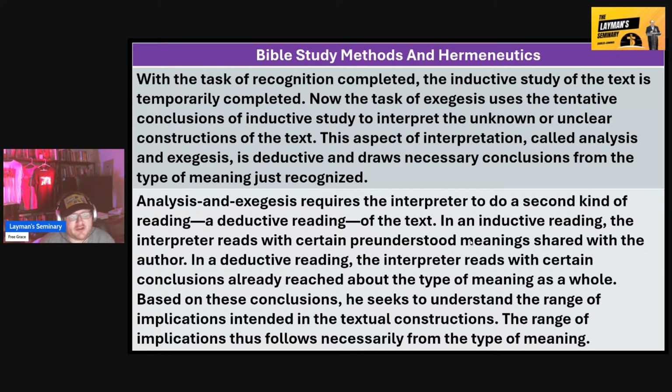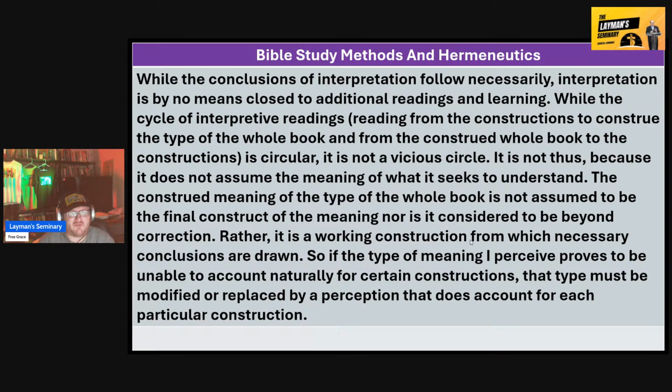Analysis and exegesis requires the interpreter to do a second kind of reading, a deductive reading of the text. In an inductive reading, the interpreter reads with certain pre-understood meanings shared with the author. In a deductive reading, the interpreter reads with certain conclusions already reached about the type of meaning as a whole. Based on these conclusions, he seeks to understand the range of implications intended in the textual construction. The range of implications does follow necessarily from the type of meaning. While the conclusions of interpretation follow necessarily, interpretation is by no means closed to additional readings and learning.